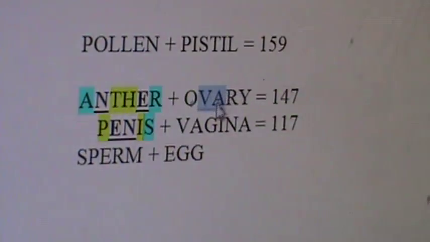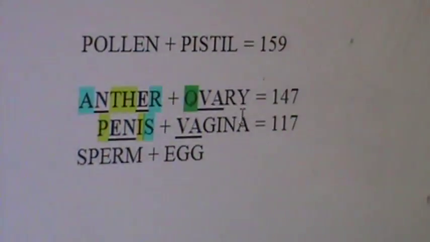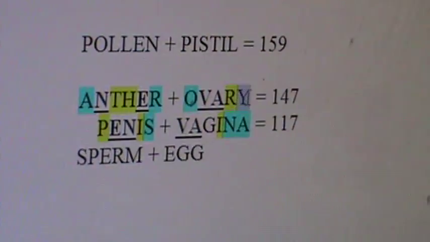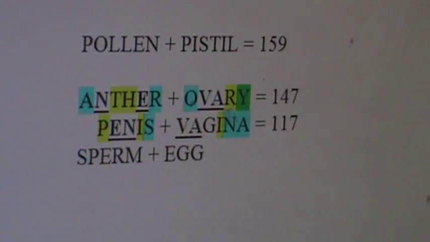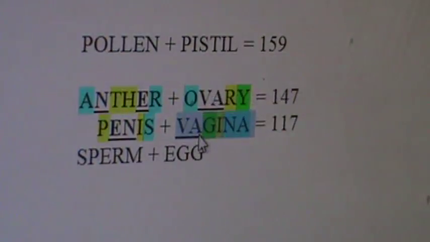And then so anther, obviously, ovary, vagina, VA. Oh, and then the O comes on to the end here to equal an NA. And then an I and an R both divide by 9, differing by 9, be 9 and double 9 respectively. And then this Y differs from the G by exactly double 9. So it's just glaring, the comparison between ovary and vagina and anther and penis.